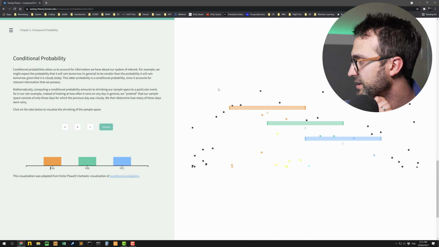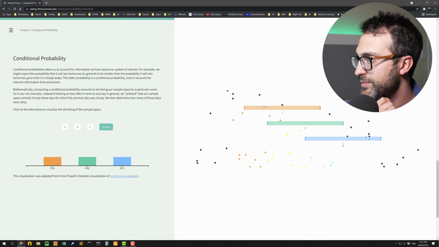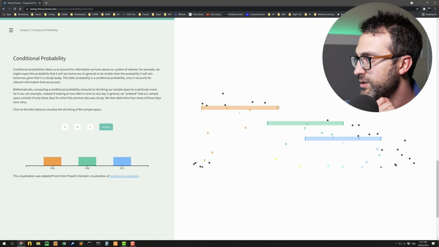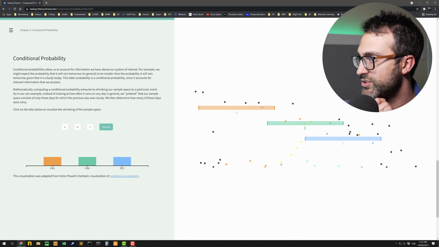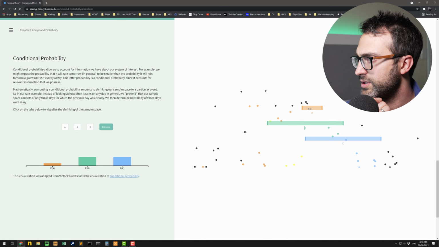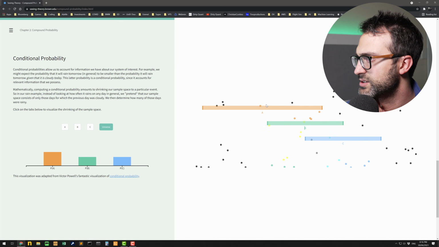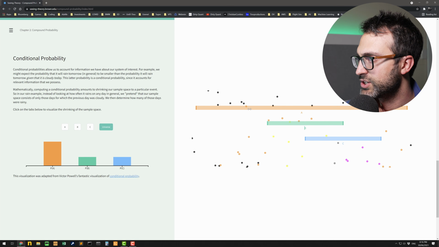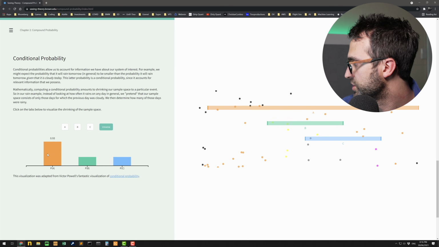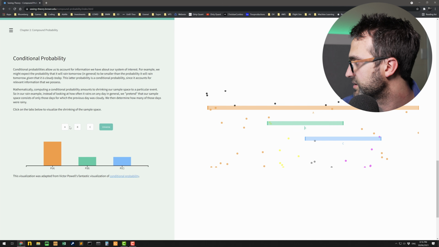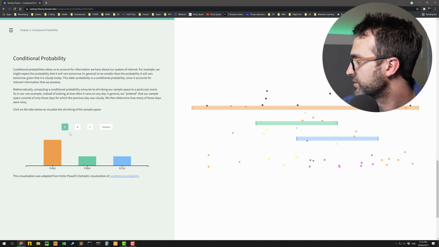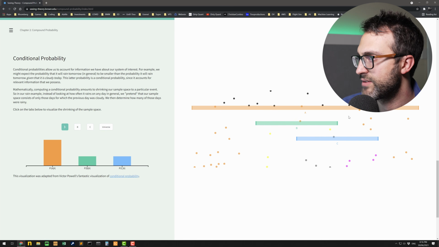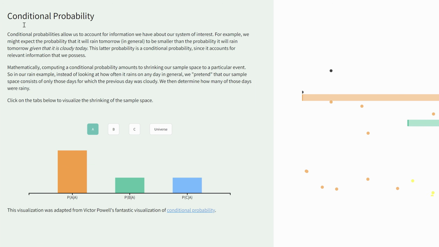That's pretty cool. So if I make that, what can I do? I can make that bigger. Yes, I can change the size, and I can actually move it around, and that essentially changes these probabilities. Universe A, so everything starts with A. Conditional probability allows us to account for information we have about our system of interest. So they've already sort of passed through that.